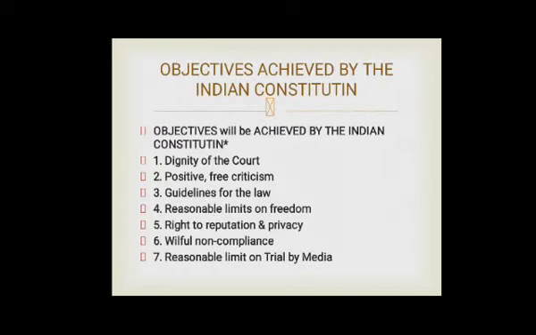Now, what are the objectives which were achieved by the Indian Constitution? The spelling is wrong, Indian Constitution. The objectives achieved by the Indian Constitution through the articles such as 129, 141, 142: the dignity of court has been maintained, while free and positive criticism is still allowed by virtue of Article 19. Guidelines of the law, reasonable limit to the freedom: the restrictions imposed in Article 19 give the reasonable limits. Right to reputation and privacy have been upheld. Willful non-compliance will be punished, and reasonable limit on trial by media.